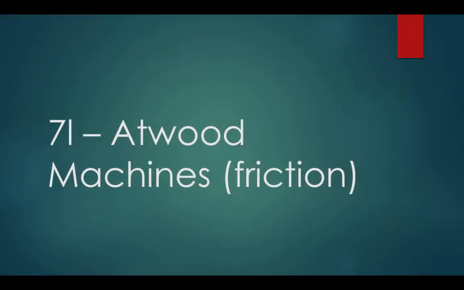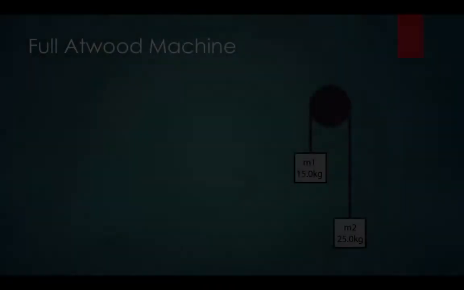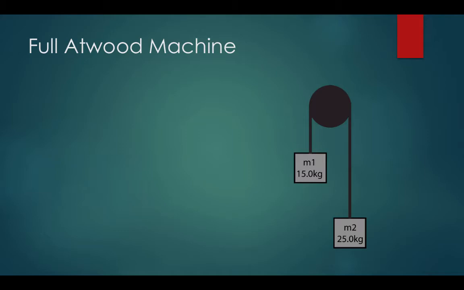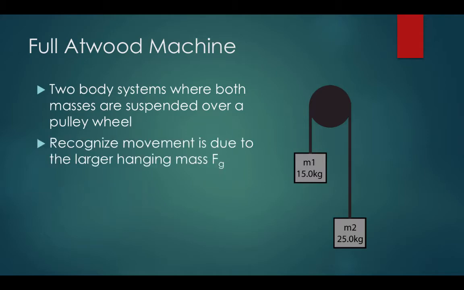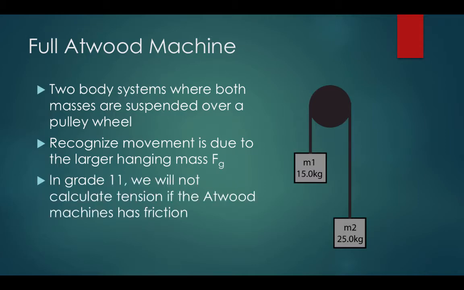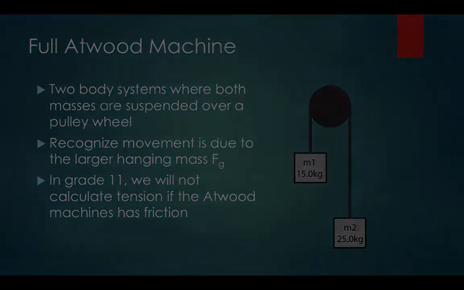Lesson 7L, Atwood machines with friction. Recall, a full Atwood machine is a two-body system where both masses are suspended over a pulley wheel. Direction of movement is due to the larger hanging mass. In grade 11, we will not calculate tension if the Atwood machine has any friction.